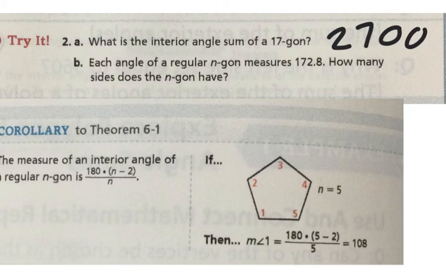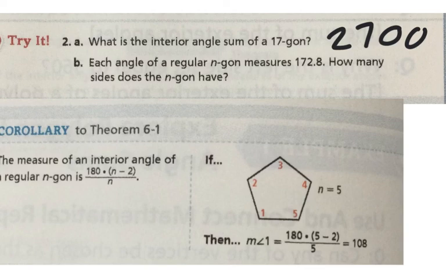Well, you can have a regular any shape. You can have a regular pentagon, a regular hexagon. What that means is all of the angles have the same measure, all of the sides have the same length. So we have a regular n-gon. We don't know how many sides it has, but we know every angle has a measure of 172.8. We don't know how many angles there are, but we know every one is equal, and every one is 172.8.